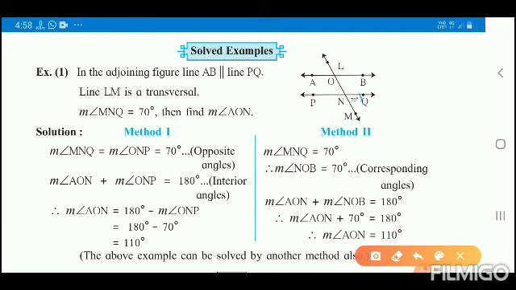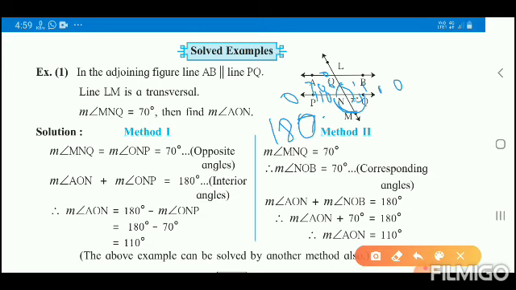Look, this angle's measure is 70 degrees. So how much will this angle's measure be? It will be 110 degrees. Correct? Now this side's angle measure will come 110. Correct? Total measure became 180 degrees. Now this is opposite to 70 degrees, so this angle's measure will also come 70 degrees. And this side it will come 110 degrees.